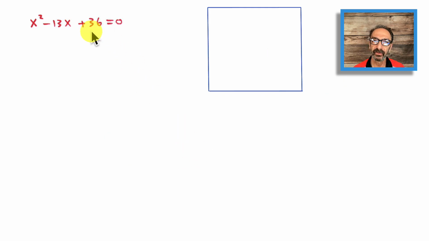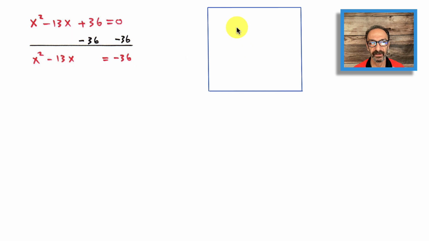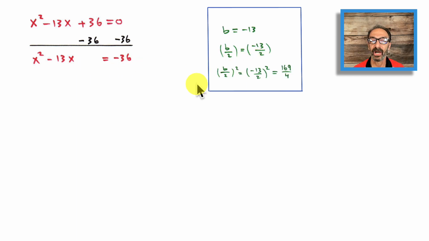The first step, we need to subtract 36 from both sides, and that will give me x squared minus 13x equals negative 36. Then we're going to look at b and do the math right here. Take half of b and square that and come back and add it here and here to keep it balanced. b is negative 13. Half of that will stay as a fraction. Square that, and that is 169 over 4. We bring that to both sides.